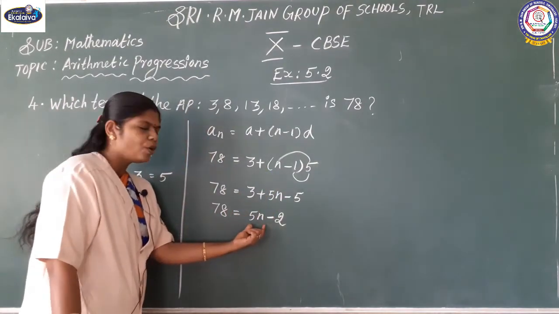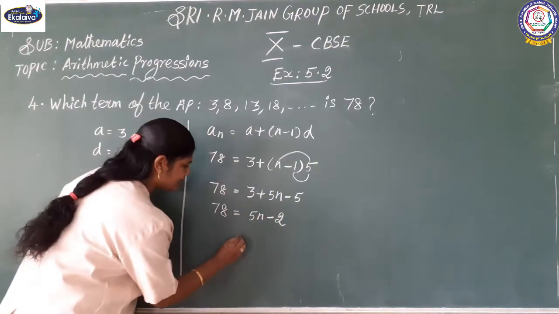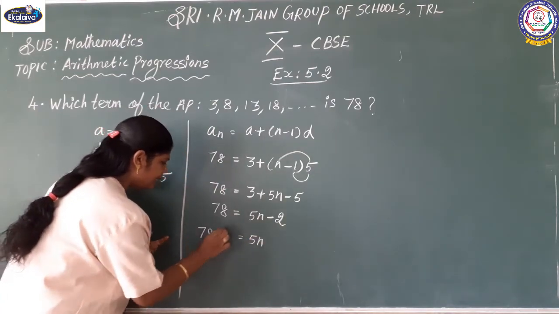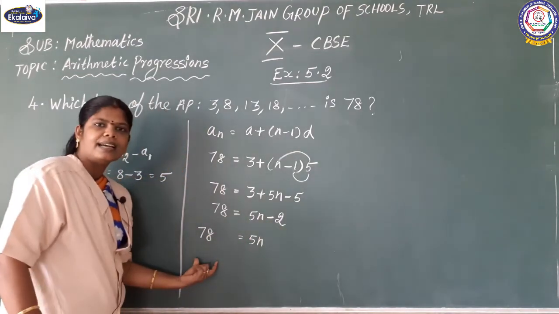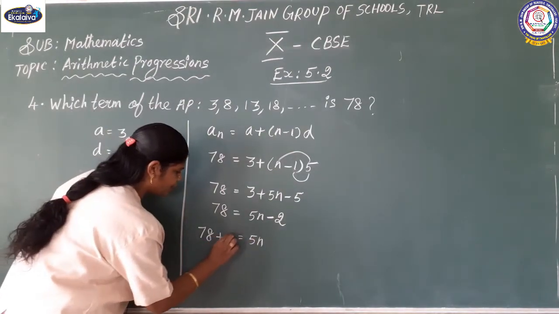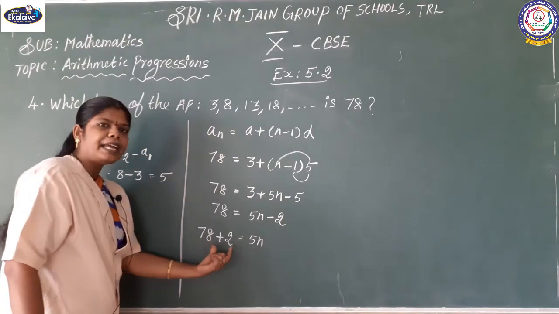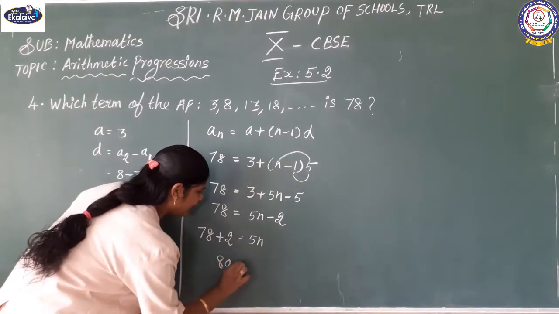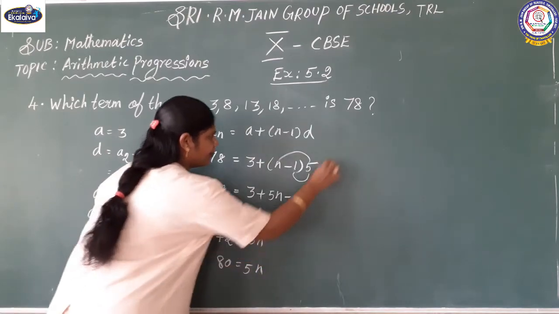Okay, so n we are going to find. 5n you keep it here. 78: this subtraction will change to addition on the other side, so minus 2 will change to plus 2. So 78 plus 2, what will you get? 80. So 80 equals 5n.